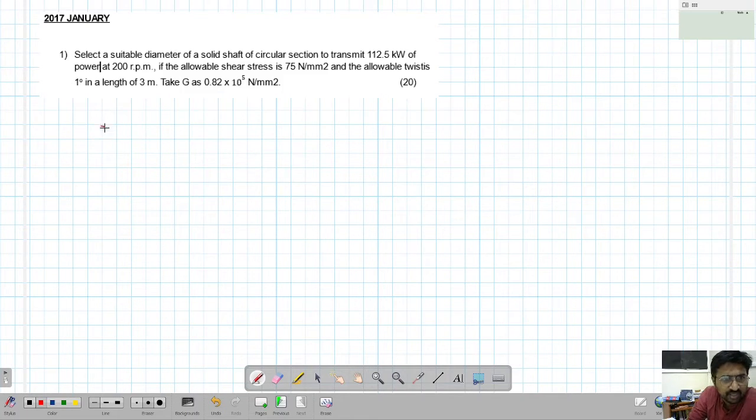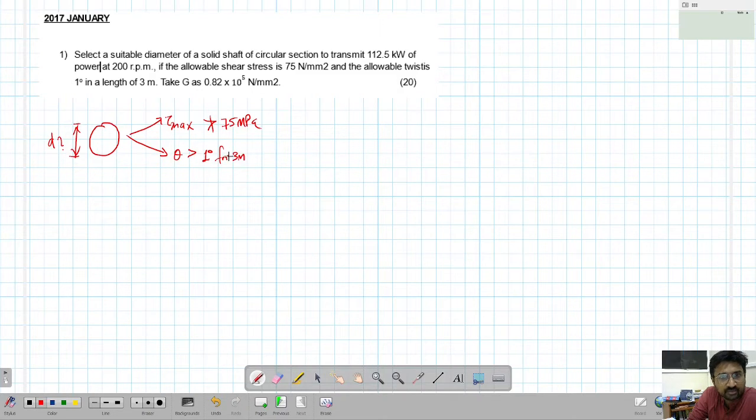So here we have to find the diameter of a circular shaft. There are two conditions. The shear max should not be more than 75 MPa, and the second condition is the angle of twist, theta, should not be more than 1 degree for 3 meter length. So these two conditions must be satisfied. Also, it has to transmit a power of 112.5 kilowatt at 200 rpm. So this is basically the question in a nutshell.